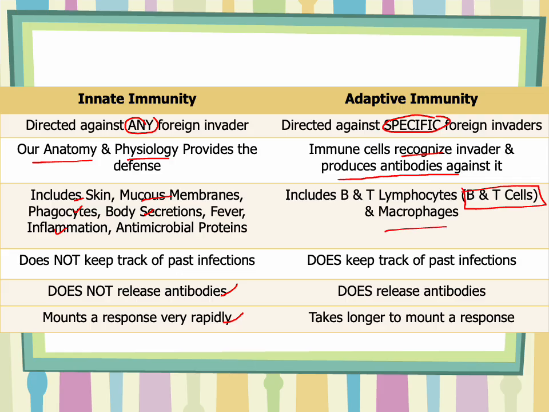And then macrophages, they are also white cells, okay? This one keeps track of past infection. That way it can mount a response if you see that invader again. It does release antibodies. And of course, since they are more specific, they are not in constant deployment, let's say, so it takes a longer time to mount a response.